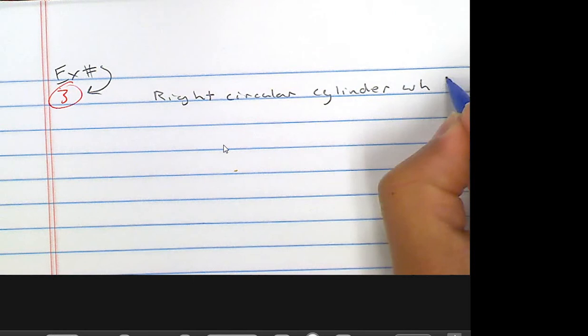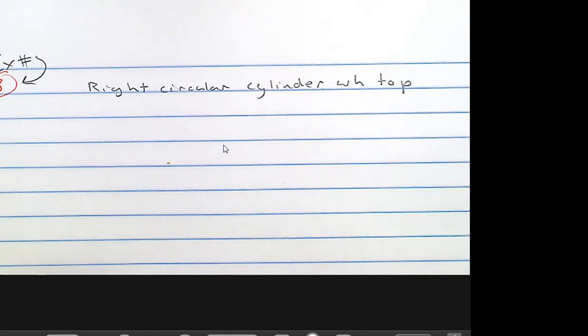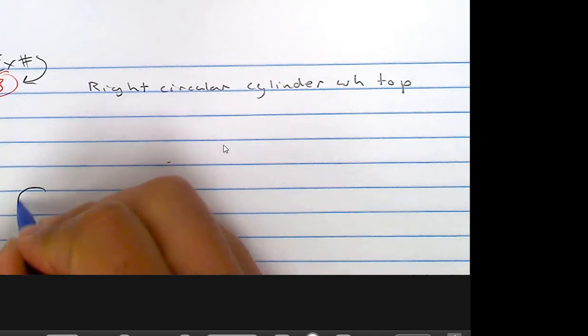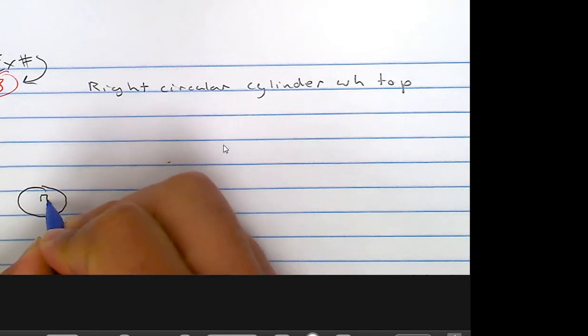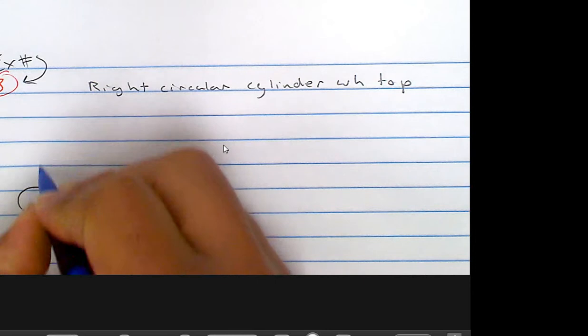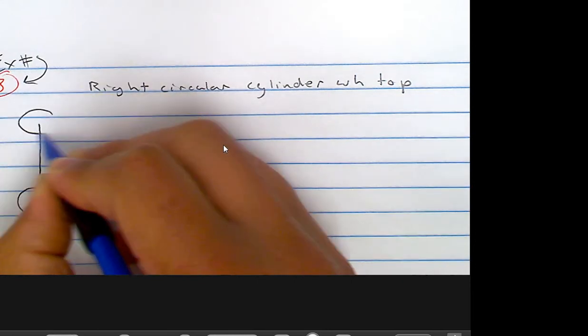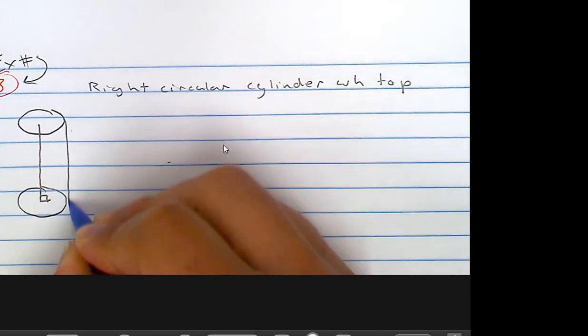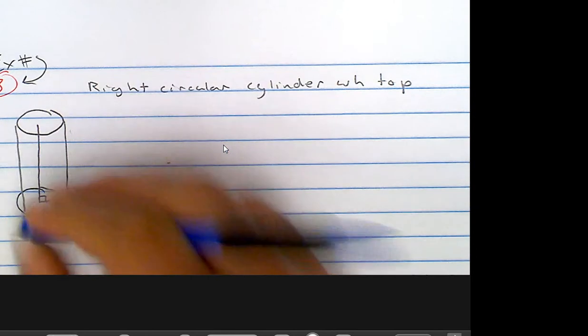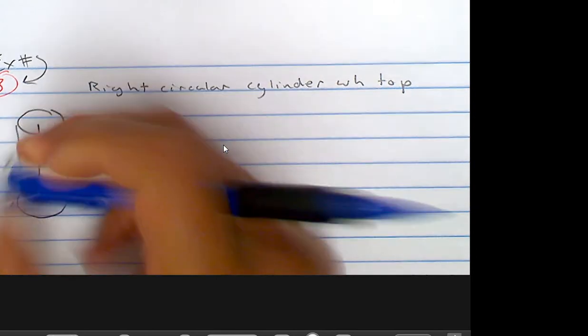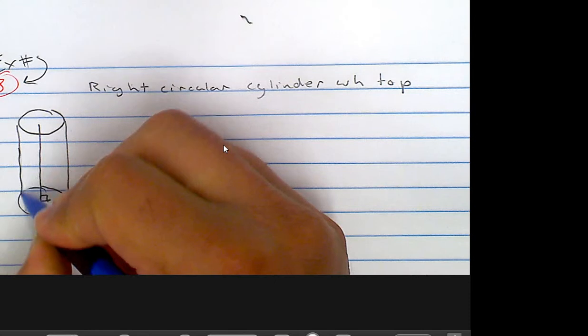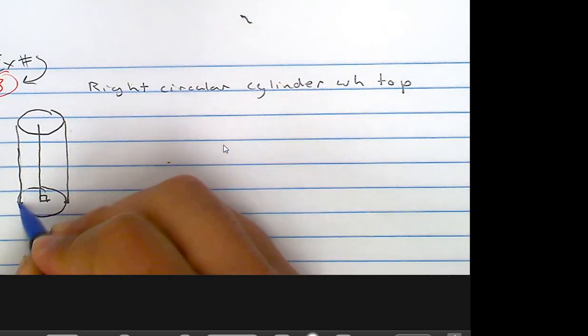All right, so we have a right circular cylinder with a top. Okay. Right means that there's a right angle right here, so it goes straight up. Okay. So I'm going to try to get this done in 5 minutes or less.